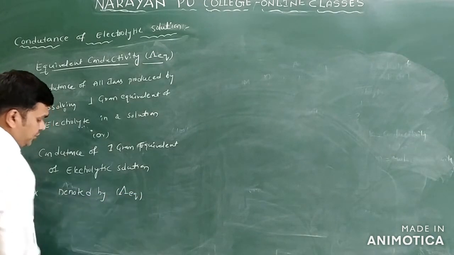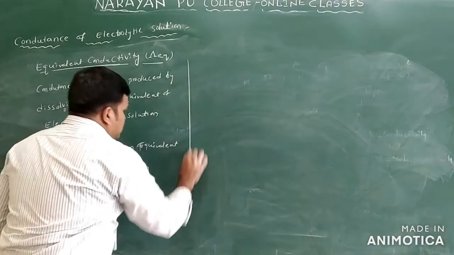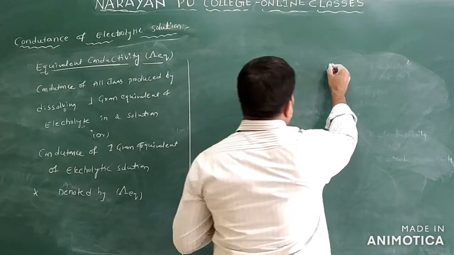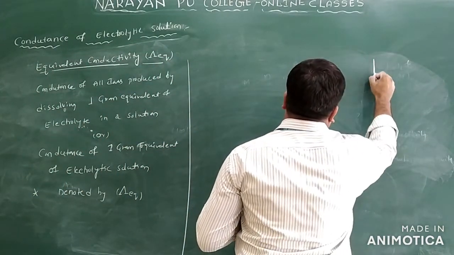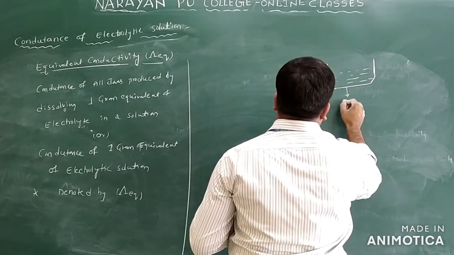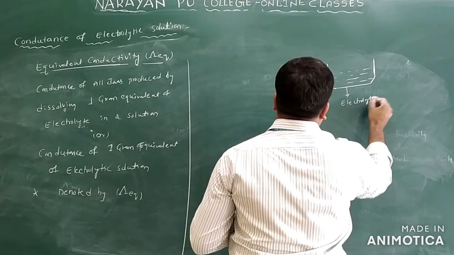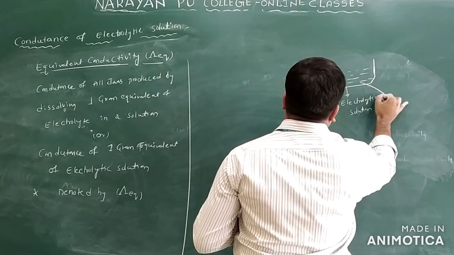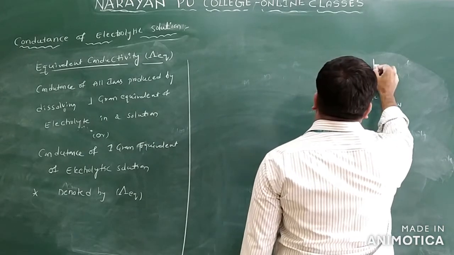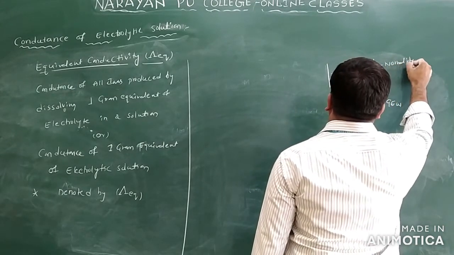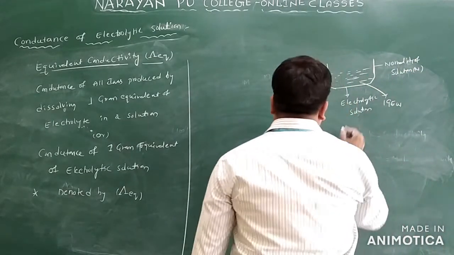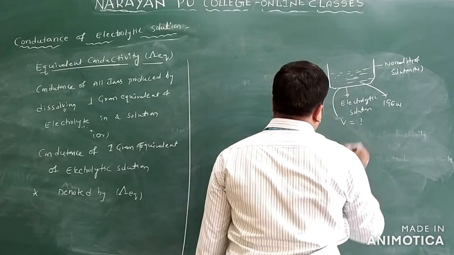So it is denoted by capital lambda EQ only. The same concept you discussed in the molar conductivity, the same you are taking here: one container with electrolytic solution only. How much is there? Here 1 gram equivalent of electrolyte is there, and the normality of the solution is capital N only. We don't know the volume of the solution.